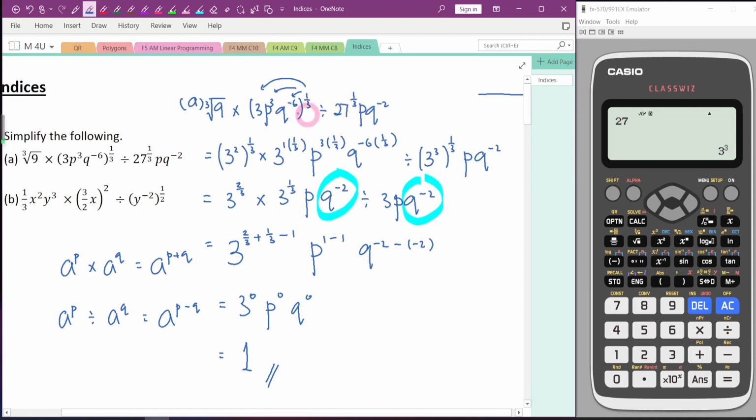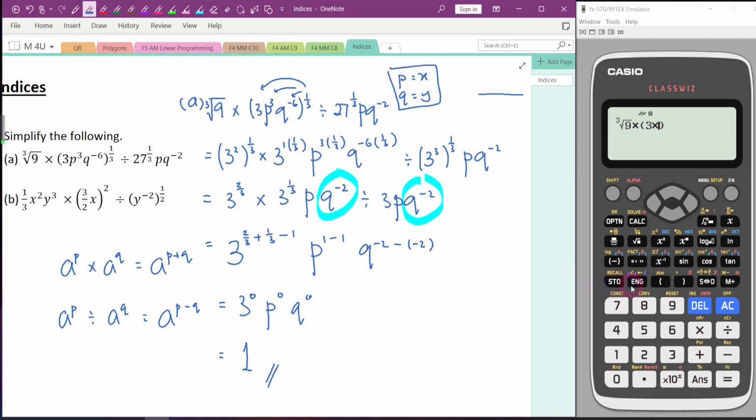What you can do is just key in this whole expression exactly into your calculator. Let me show you here. Cube root, printed in yellow color, so press shift first. Okay, 9. Multiply, put a parenthesis, 3 times. I'm going to replace the P by using X, and replace the Q by using Y.